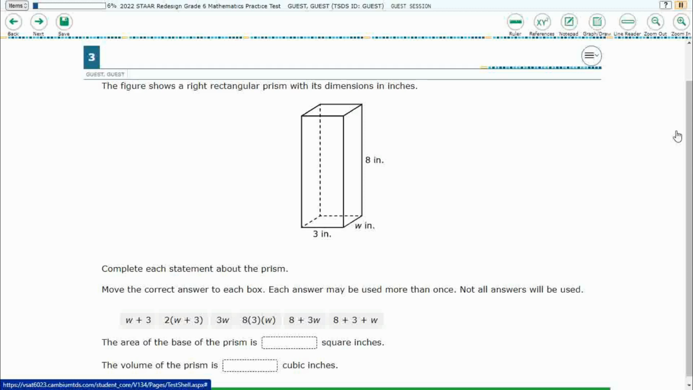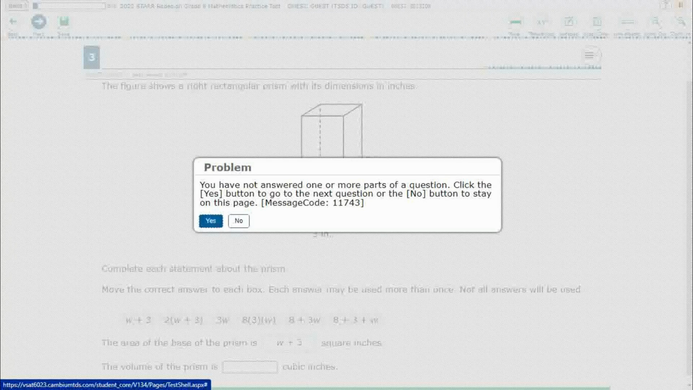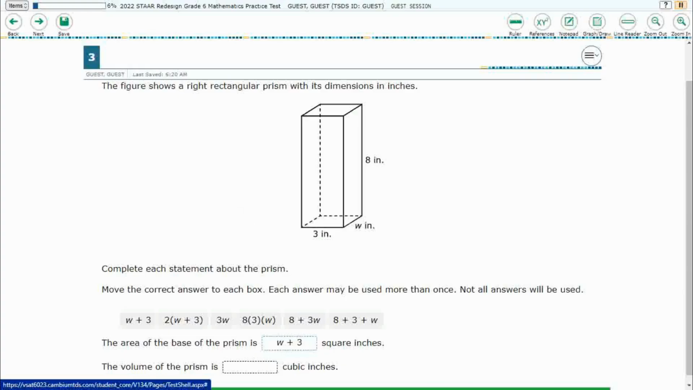Hot text here means that you've got 6 different answer choices, right? And you can click and drag, and you can use the same answer more than once. One thing you need to know is that not all answers will be used, and if you only try to answer one of them and then hit next, there will be an error message that says you have not answered one or more part of the question. So this really wants you to answer both parts. All you got to do is drag something out to deselect it, and we're not going to use all parts.